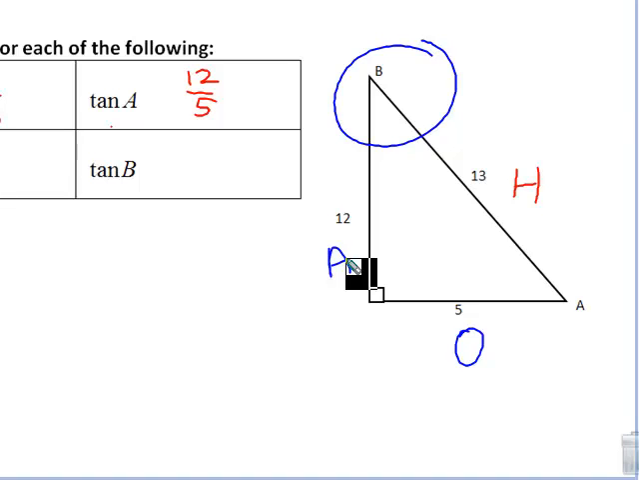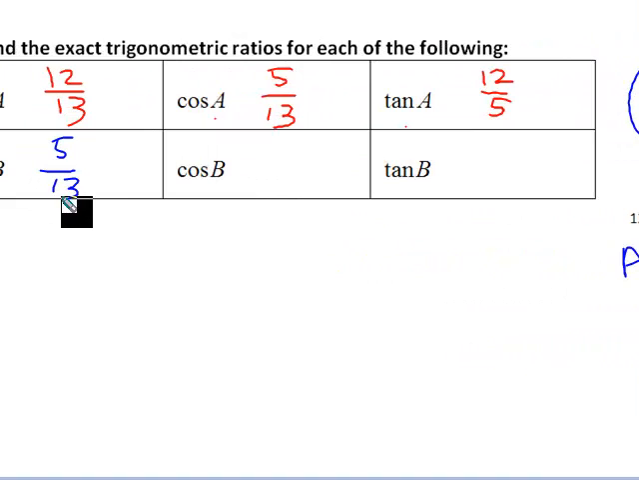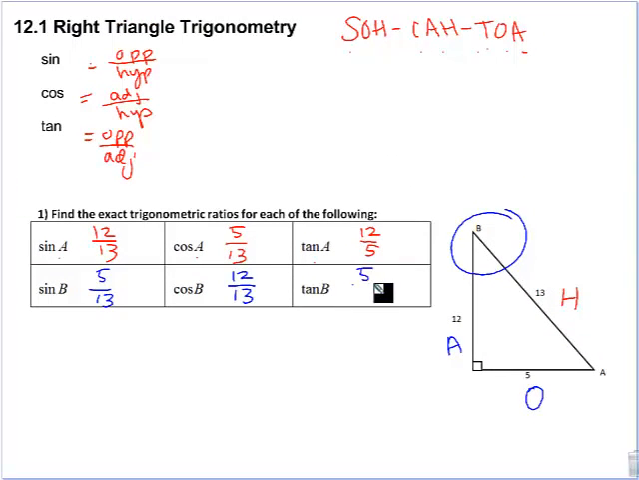So now what would sine of B be? Yeah, 5/13. Cosine of B would be 12/13. And tangent of B would be 5/12. Do you notice any relationships here? Well, for the sine and cosine, the numbers are the same on the bottom. They're switched, actually. Sine of A is equal to what? Cosine of B. Okay, so sine of A and cosine of B are the same.